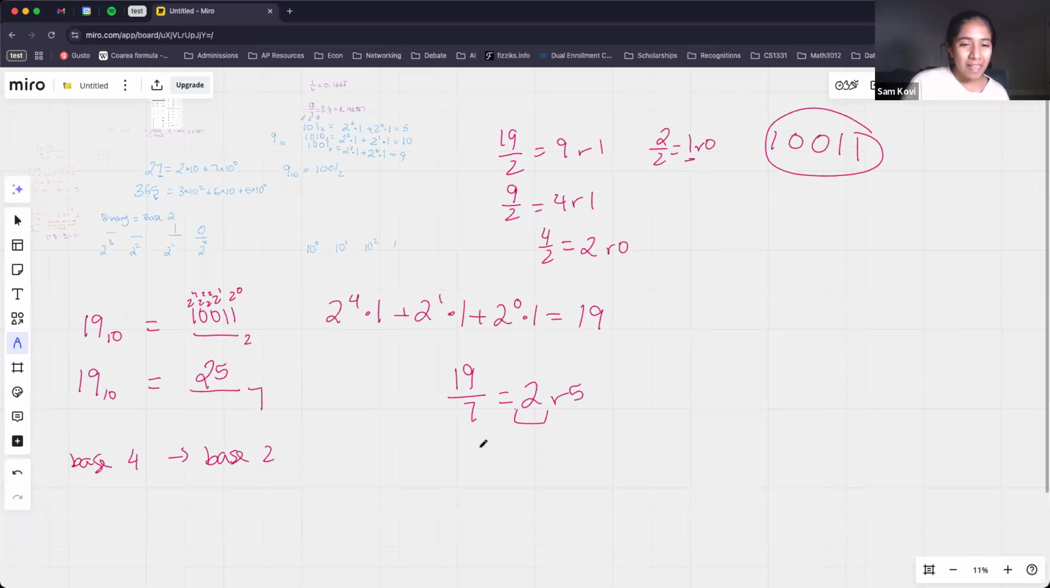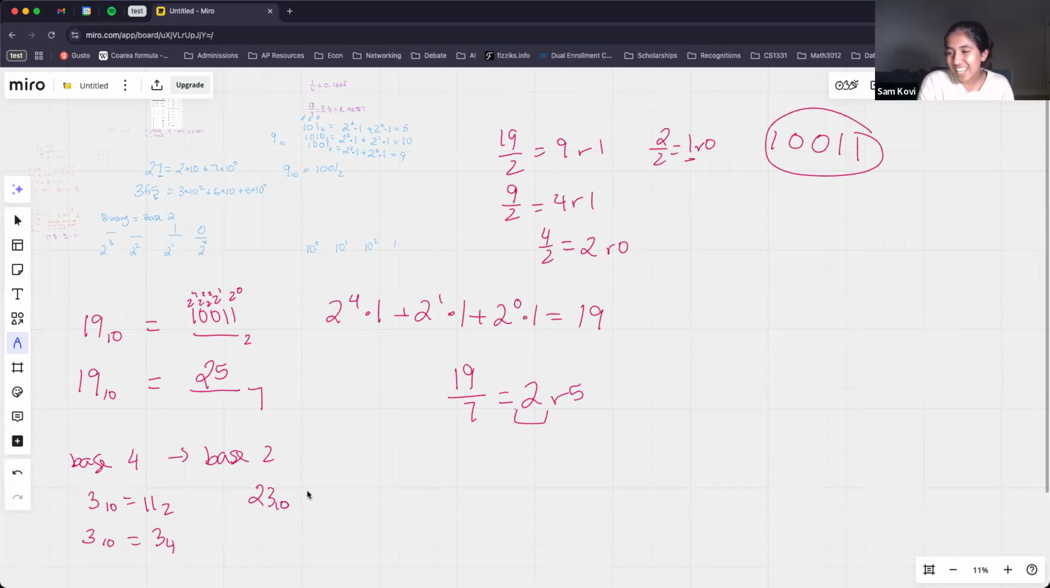We'll start small. Can you write 3 in base 2? What is 3 base 10 in base 2 form? It's 11. Good. Now, what is 3 in base 4? Good. It's just 3, right? Because 3 is less than 4, so I can actually write it like that. Okay, cool.